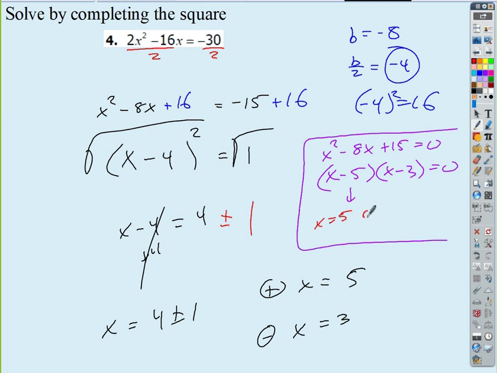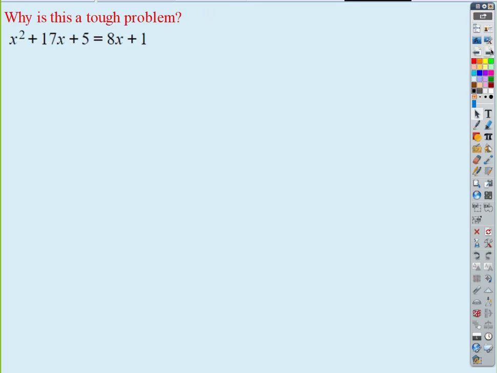So that gives us our solutions. x equals 5, x equals 3. That's easier, isn't it, to factor it? When it works, it's easy. You want to do it. Okay? All right, so last issue then.